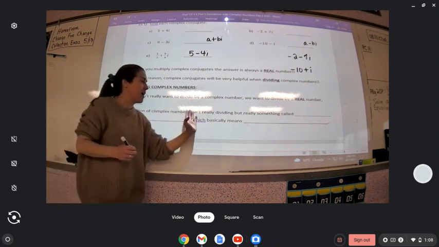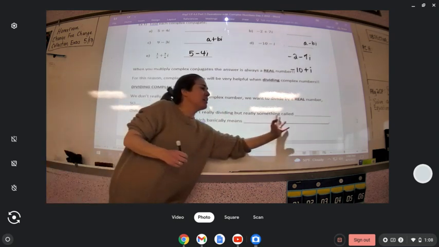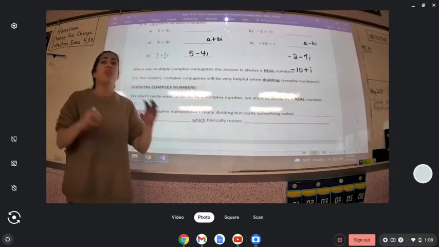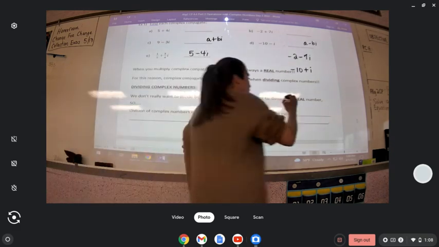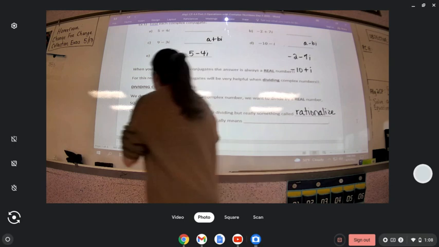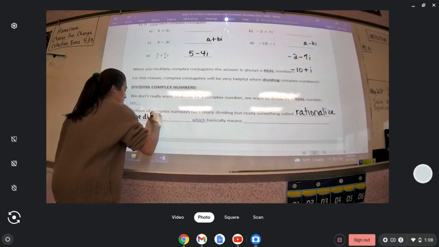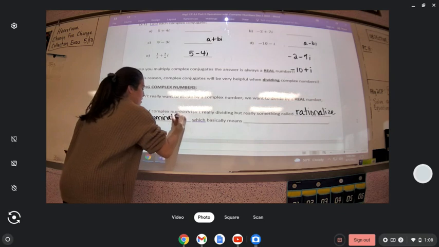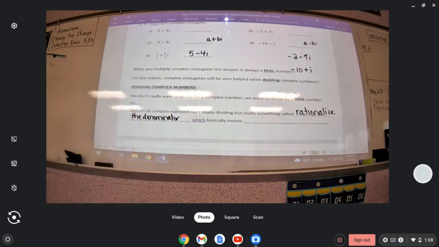So division of complex numbers isn't really dividing, but really it's something called, now let me give you the fancy words, rationalizing your denominator. You are really going to rationalize the denominator. That's what a math book would tell you to do. But basically all it means is, guys, you don't want to divide by i. You don't want to divide by something complex. You want to divide by something real. So really, you're just getting i out of the denominator. You are making the denominator a real number.